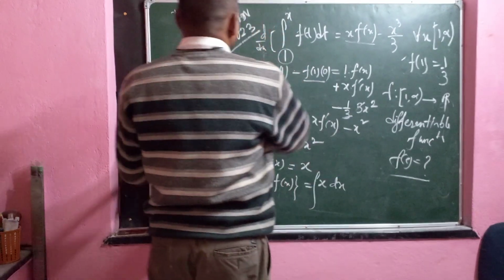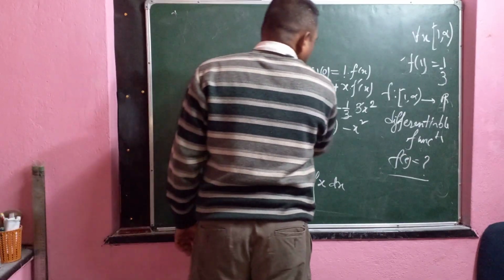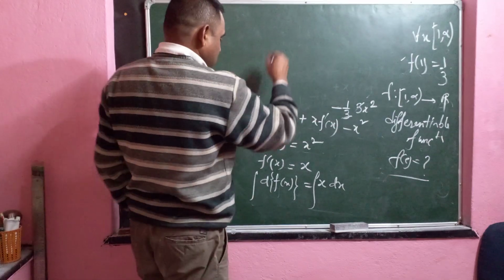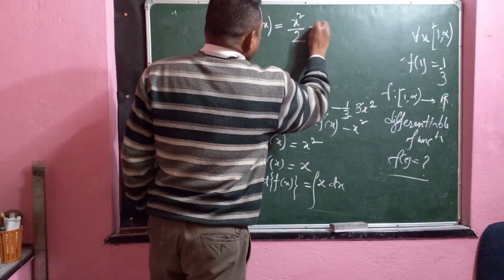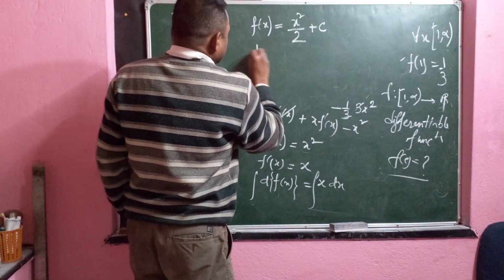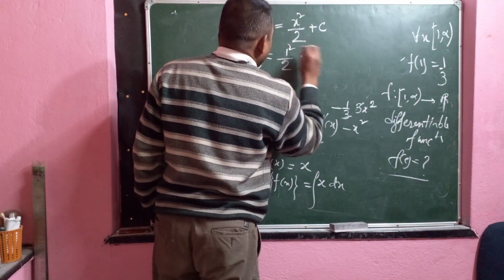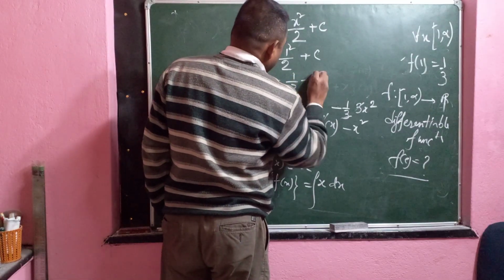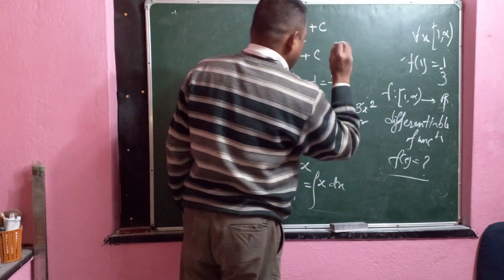Okay. So now what will happen? You can easily do this. The very basic thing is worth 4 marks. So fx is equal to x square by 2 plus c. Now to calculate c, we'll use this. So that is 1 by 3. Instead of x, we'll write down 1. So c is 1 by 3 minus 1 by 2, that is 2 minus 3 over 6, that is minus 1 by 6.